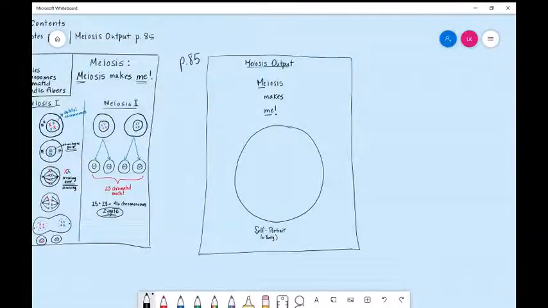We have a little bit of a simple meiosis output for you today. So I'd like you to go ahead and label at the top of your notebook page on page 85, meiosis output. Write the mnemonic, meiosis makes me, underline the me in both. Draw a circle, and then inside that I would like you to draw a picture of yourself. You can make it about your family and your pets, but please make sure you are also a part of the picture. Add detail and color. Later you will be expected to share that on Flipgrid. Can't wait to see them.